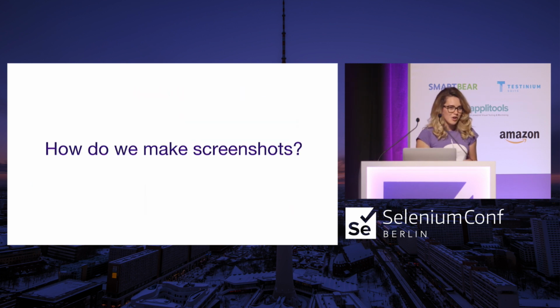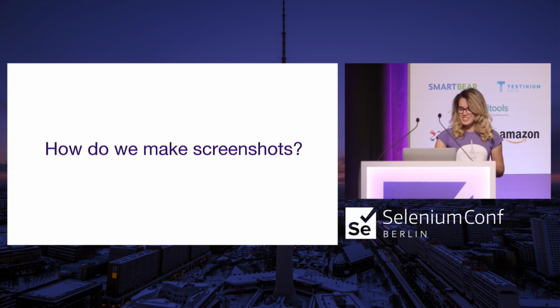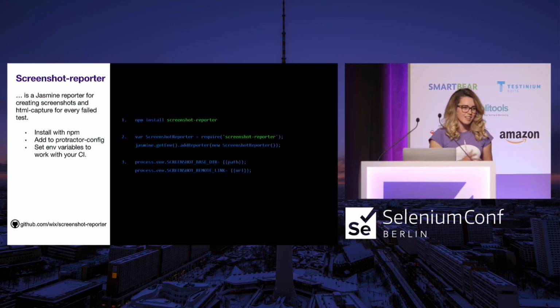So probably now you want to ask how we're making screenshots. We created an open source library, which you're also welcome to use, called Screenshot Reporter. It's a Jasmine reporter for creating a screenshot, and it also creates an HTML capture for every failed test, which means that when you're running your tests, if a test is failing, this Jasmine reporter just catches an event and makes a screenshot of what you're seeing on the screen.